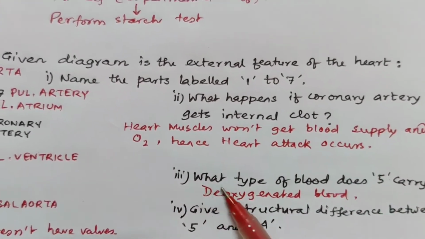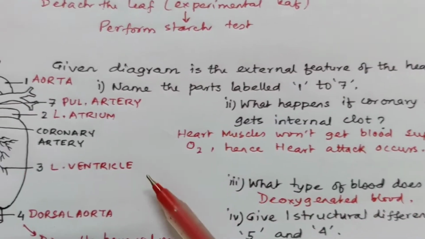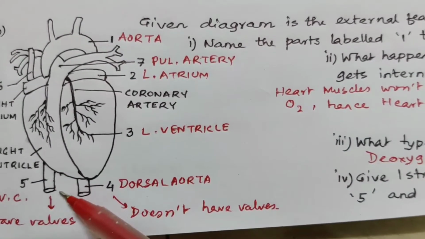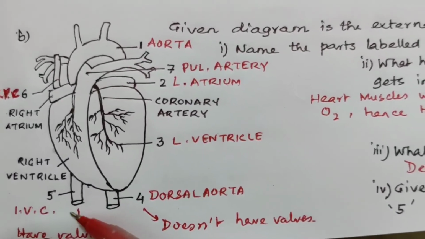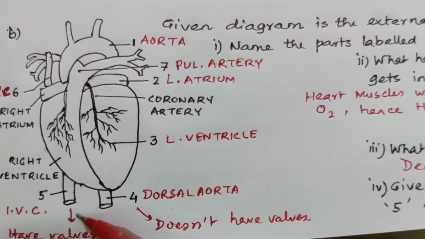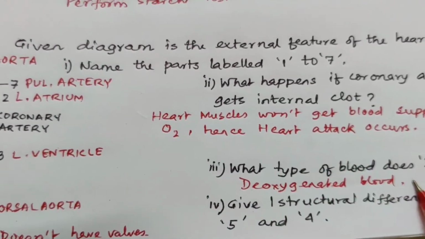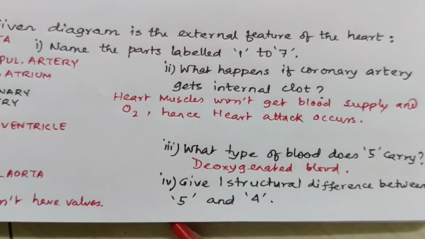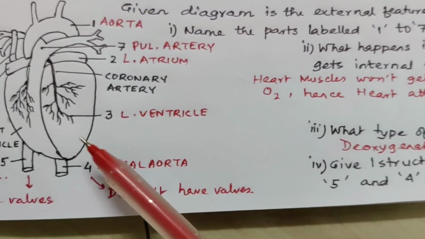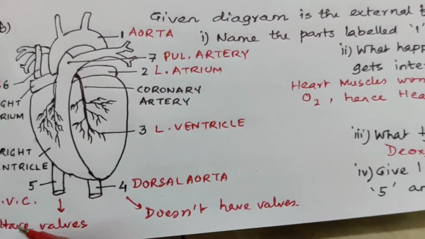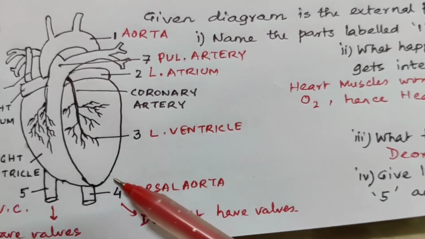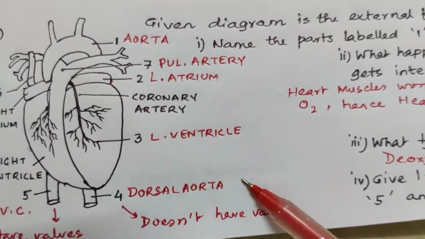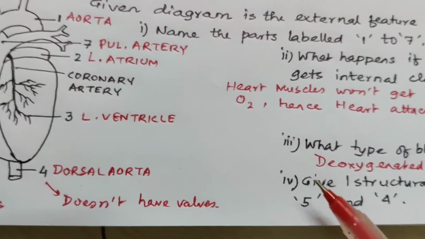Next question. What type of blood does 5 carry? Which is 5? This one. This is vena cava. Vena cava is a vein. It carries deoxygenated blood. Give one structural difference between 5 and 4. 5 is vena cava, it has valves. And 4 is dorsal aorta, an artery. It doesn't have valves.